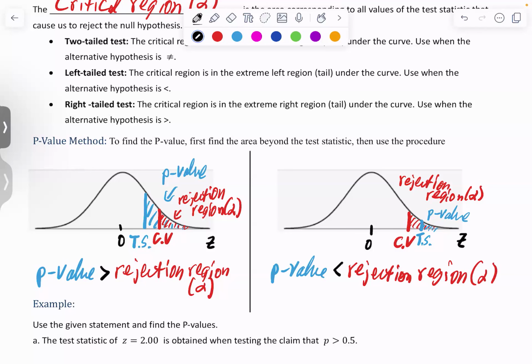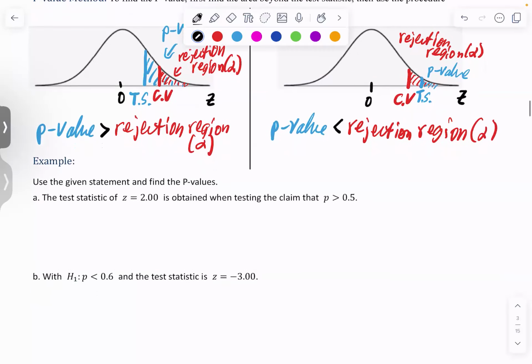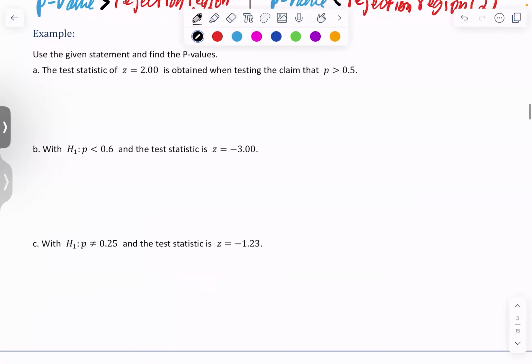Also, I want to point out that my test statistic in the left one is not in the rejection region. However, my test statistic in the right one is in the rejection region. So we're starting to get more and more bits and pieces. All right, let's keep going.